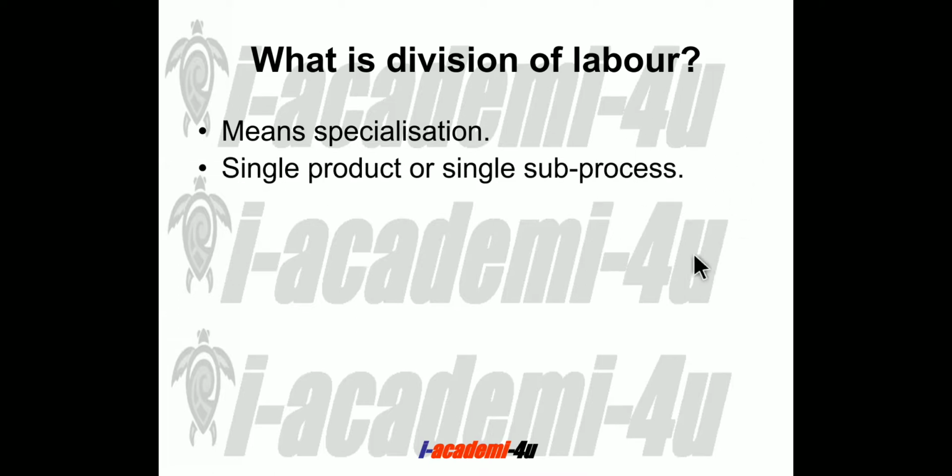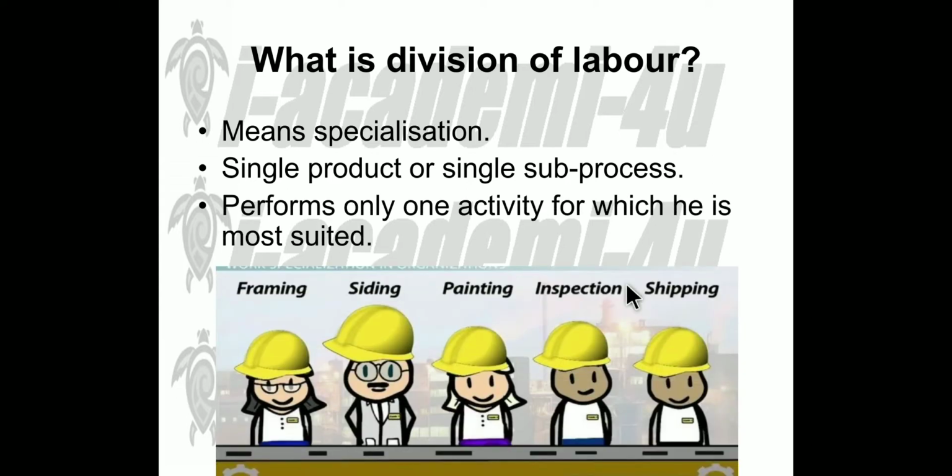Now, what is division of labor? A single person will be doing either one single product or a single sub process. One person must not be doing all the work relating to one production process. They will either do one part or a sub part of a production process. This is called division of labor, like performing only one activity for which he is most suited.